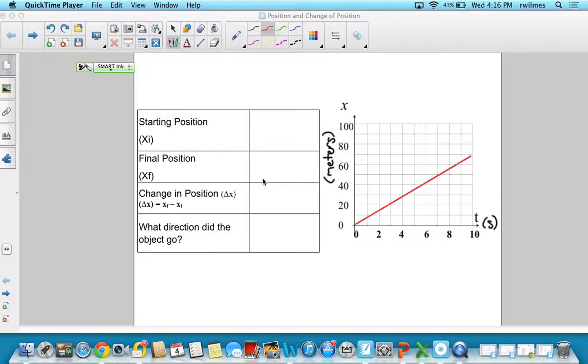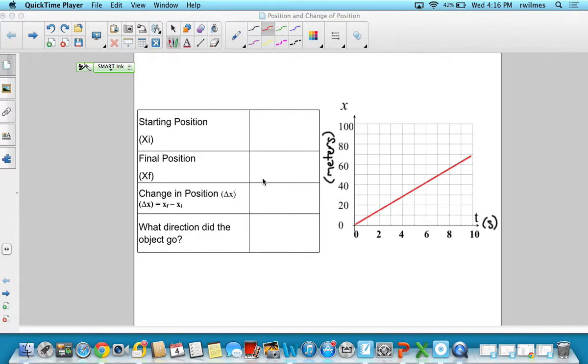Okay, right now we're looking at position and change of position. And we're going to look at that with graphs, data tables, motion diagrams, and pictures. All right, this first one we're looking at a position time graph, an XT graph as we know it.